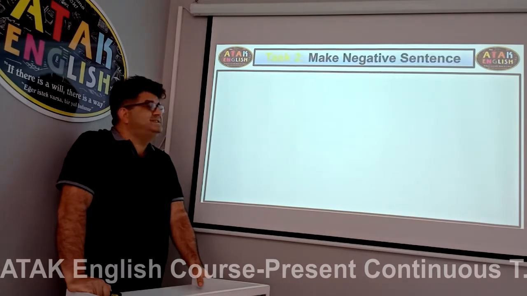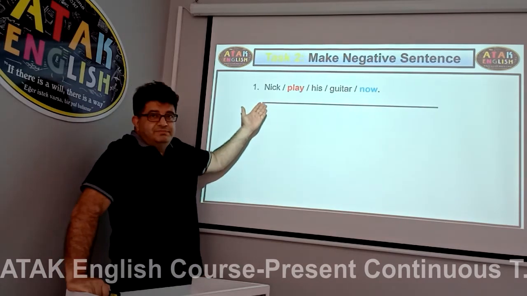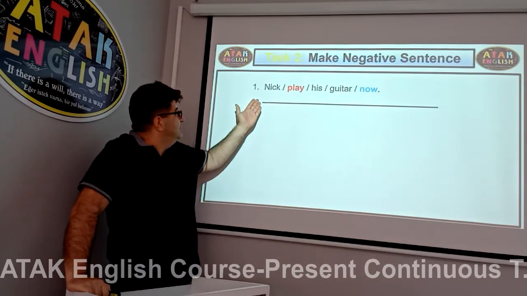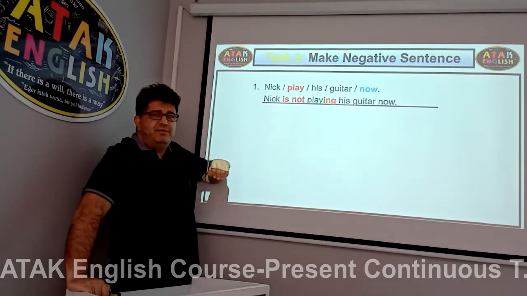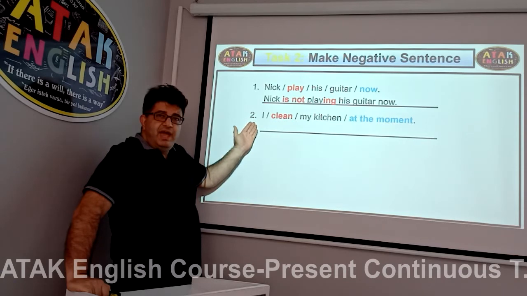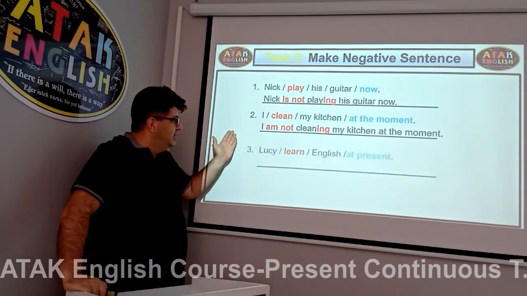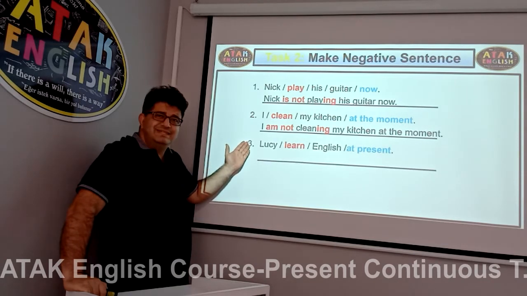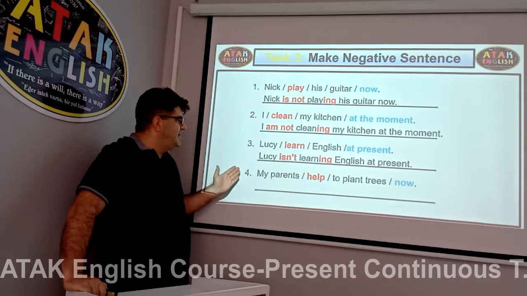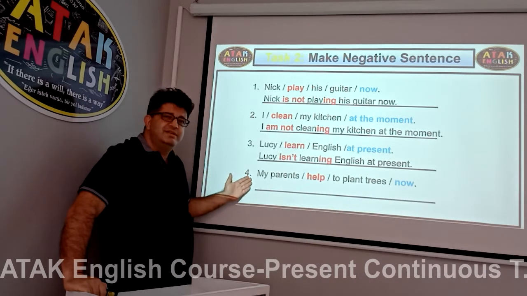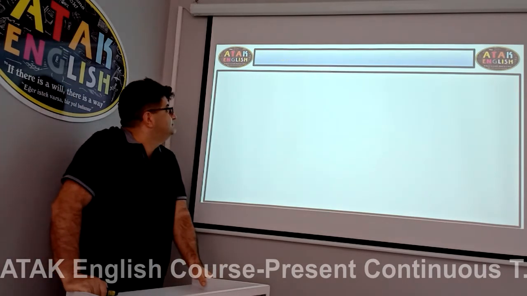Okay, task 2. This time you're going to make negative sentences. I'm just going to put not to make it negative. Nick is not playing his guitar now. I am not cleaning my kitchen at the moment. Lucy is not learning English at present. My parents are not helping to plant trees now.